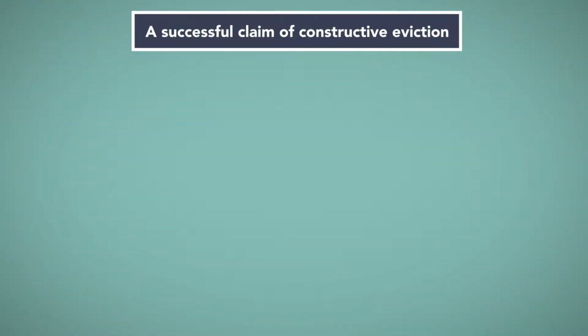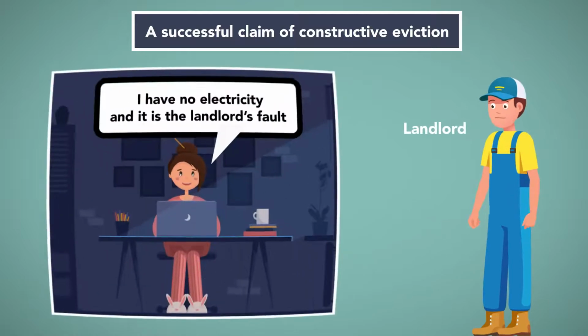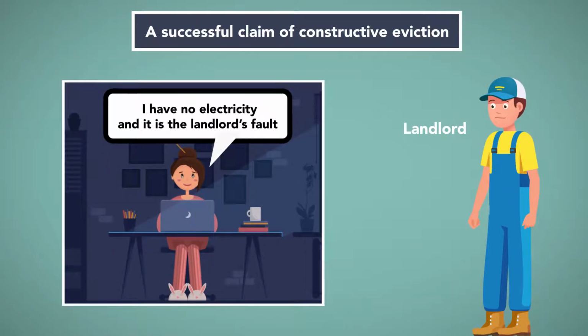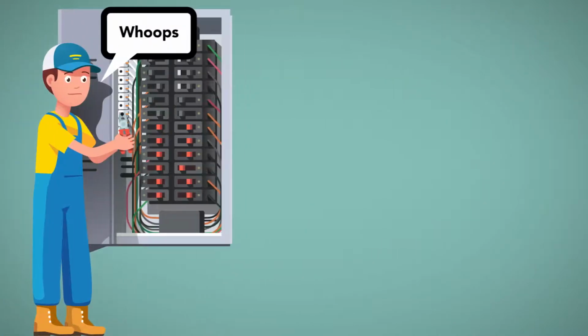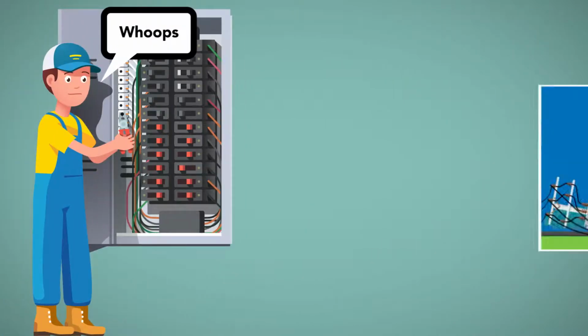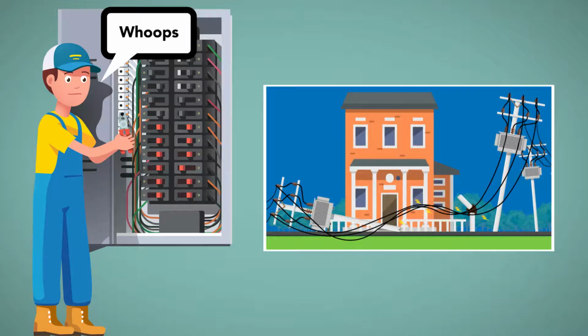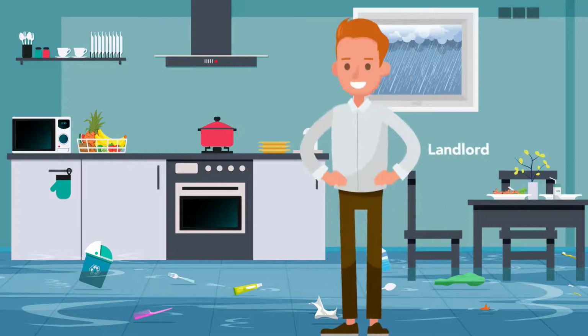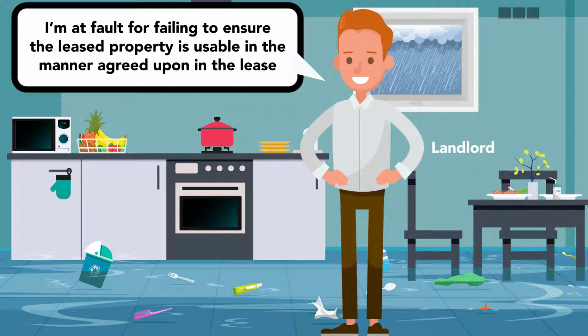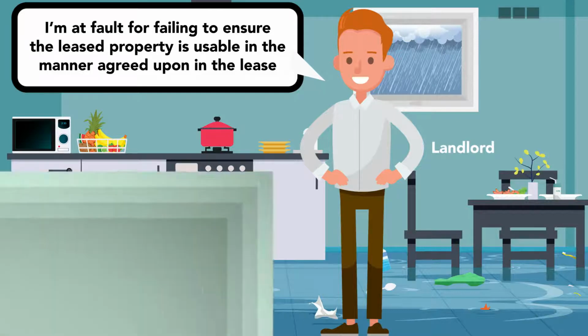Finally, a successful claim of constructive eviction depends on showing that the landlord is at fault for the conditions which substantially interfere with the use of the property. The fault can be the result of a specific act of the landlord, but more often it stems from the failure to act when the landlord has a legal duty. For example, if rainwater from storms regularly floods a basement apartment, the landlord is at fault for failing to ensure the leased property is usable in the manner agreed upon in the lease.